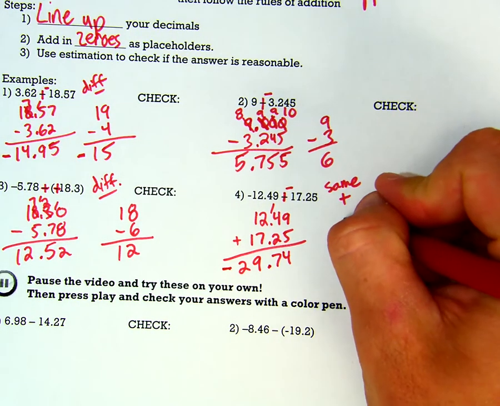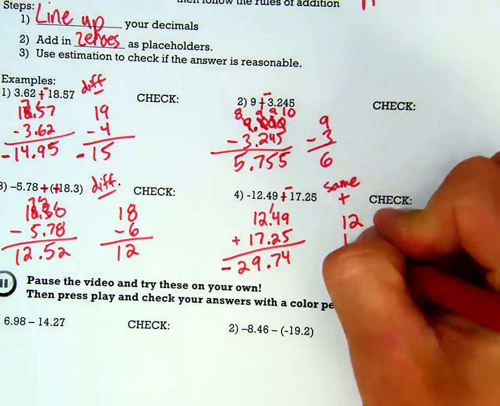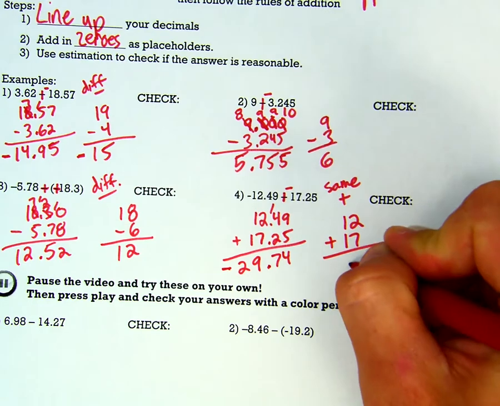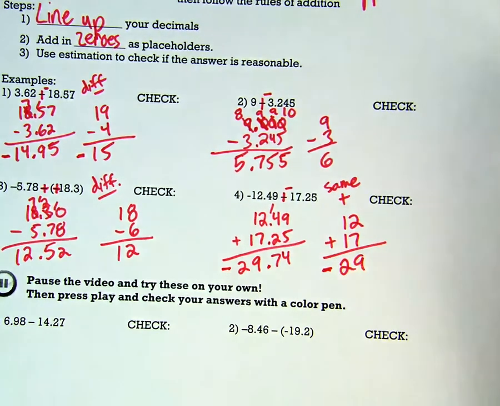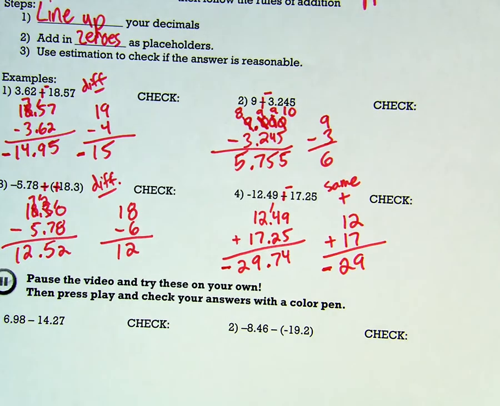Let's go ahead and check it. I get 12 and 17. Add them together. Get an answer of 29. Both negative, yes, so it is close to it and reasonable.